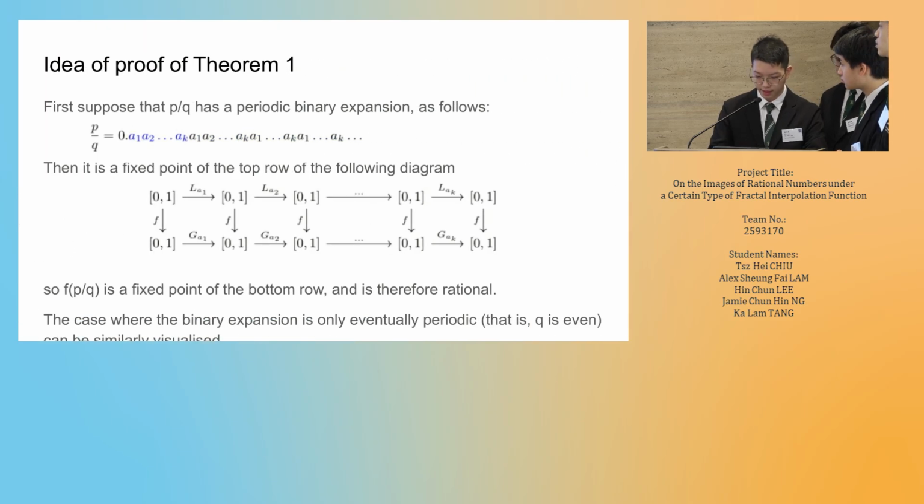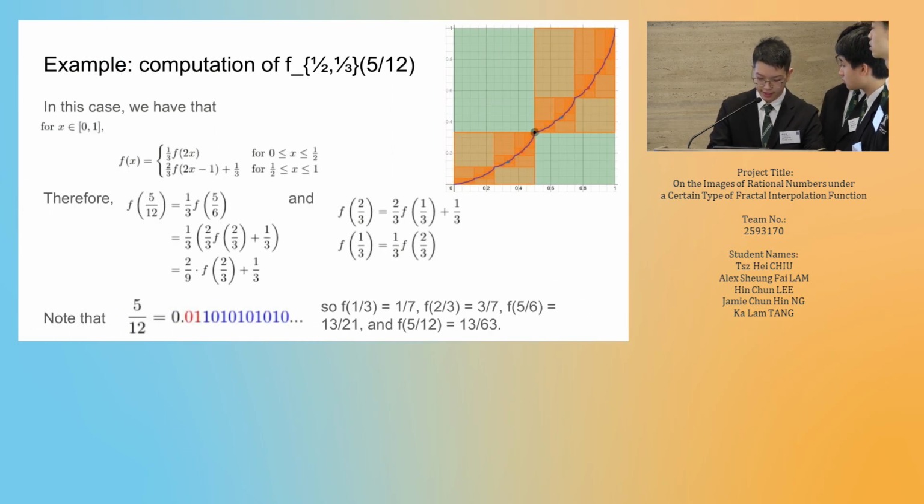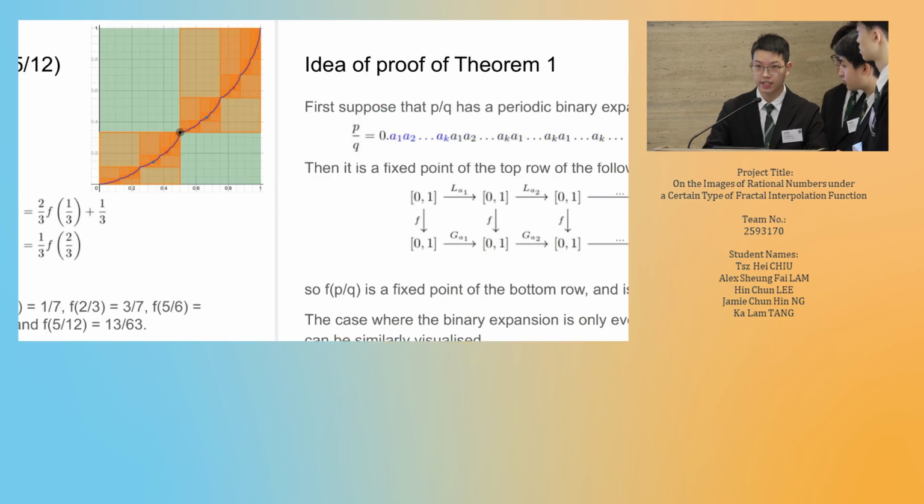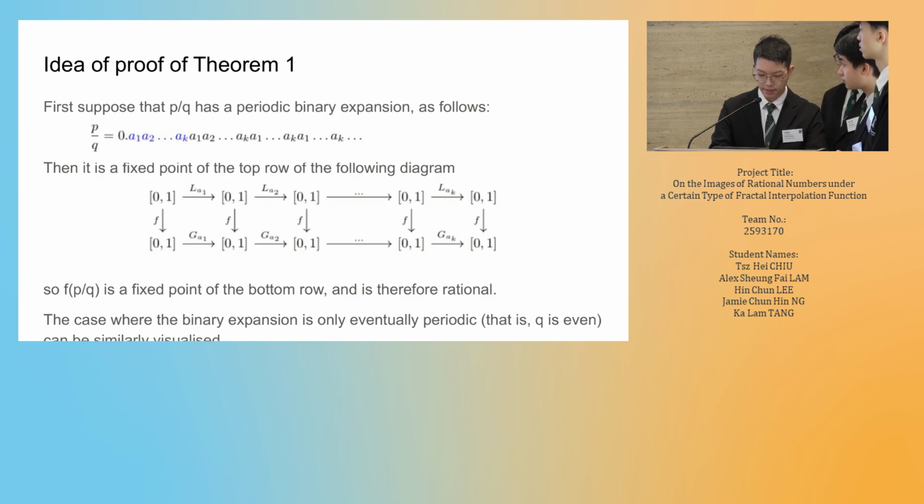Here you notice that there is this non-periodic bit, and then this is the periodic bit. We can consider the periodic case in this presentation for simplicity. In that case, if we assume that P over Q has an odd denominator, then it has to have a periodic binary expansion. And that means it's going to be a fixed point of this top row.